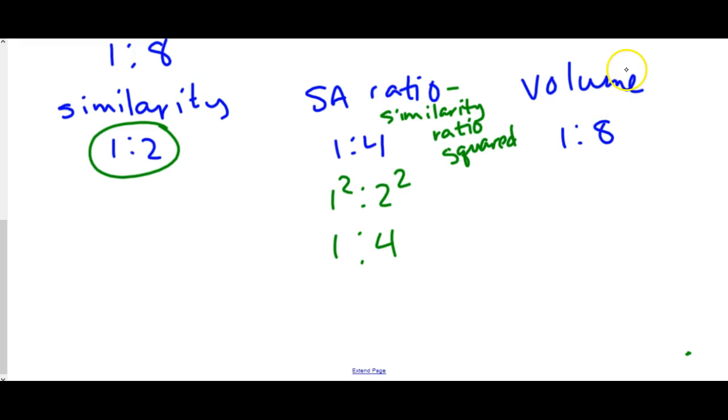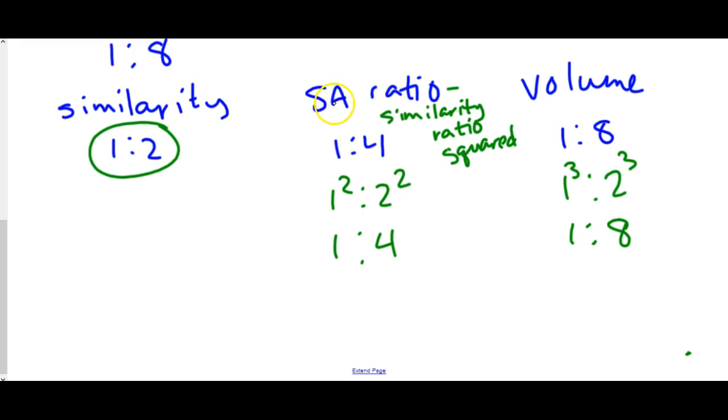The volume ratio, again, has a shortcut where we compare it to the similarity ratio, and it is the similarity ratio cubed. Cubed means multiply it by itself 3 times, so 2 to the third is 2 times 2 times 2, which is 8. So we can always find the surface area ratio and the volume ratio using that similarity ratio. So we can go back and forth.